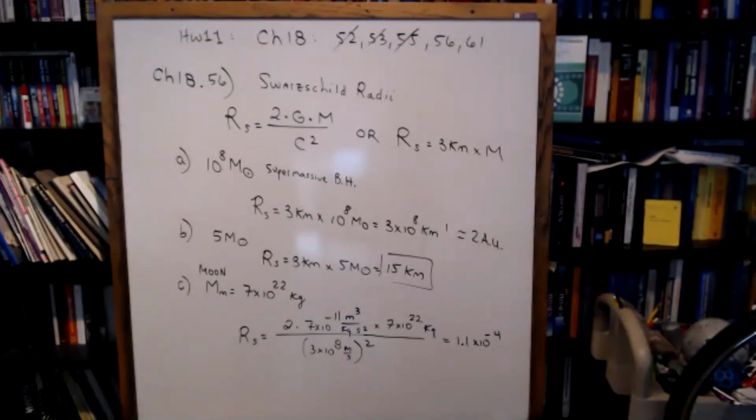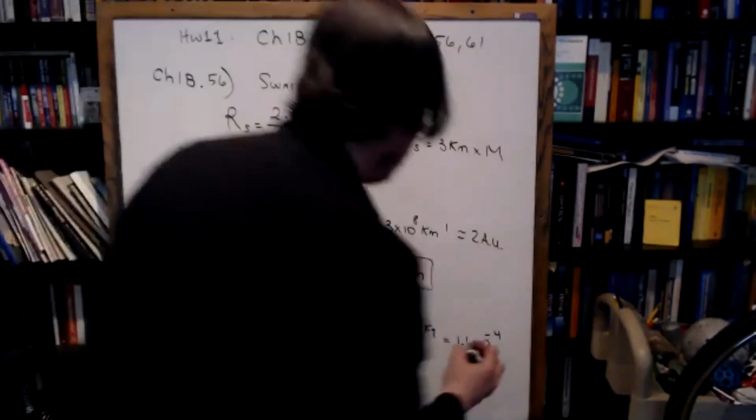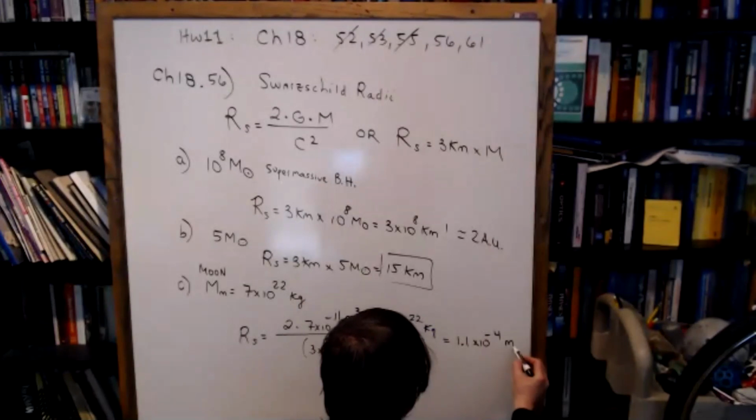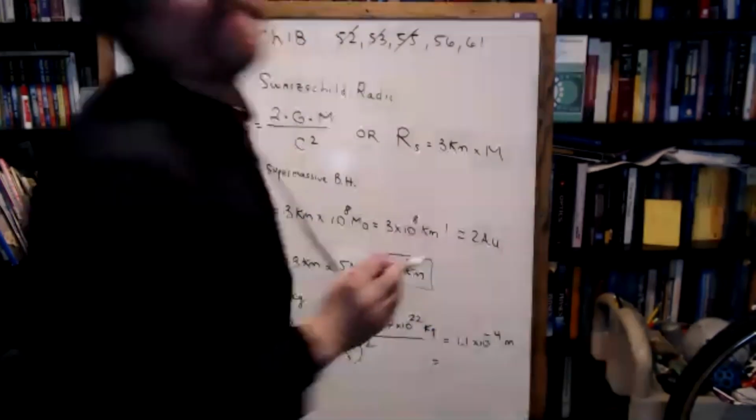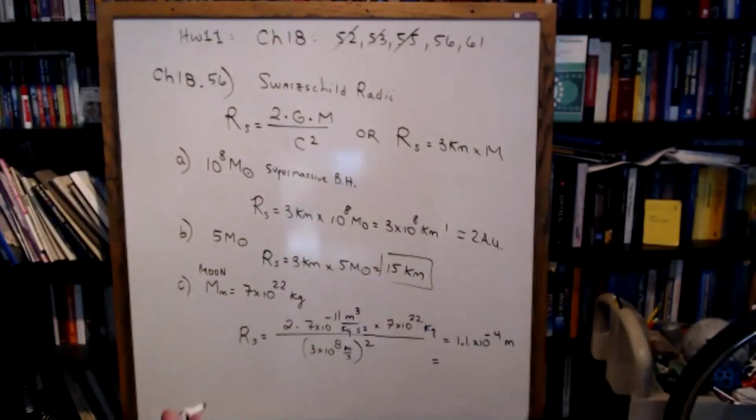What are the units? Meters. How many millimeters is that? 1.1 times 10 to the negative 1.